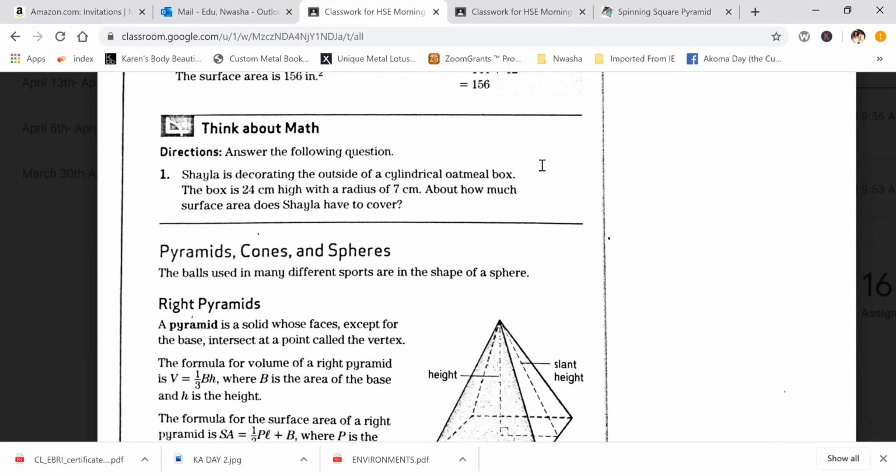So take about 2 to 3 minutes and see if you can work this one out.